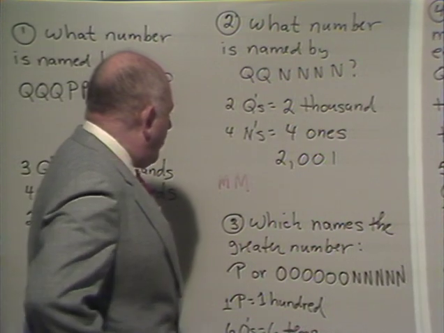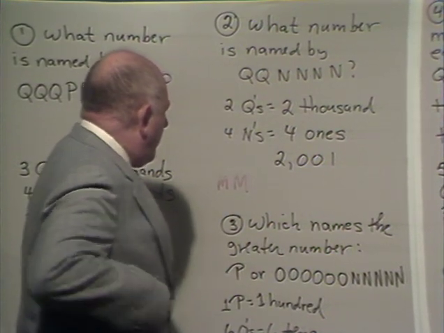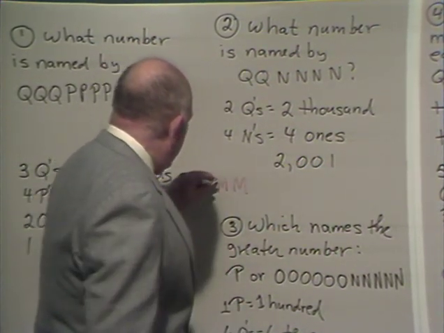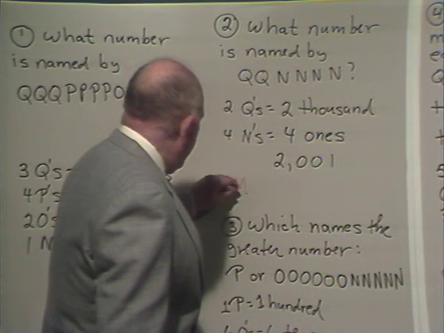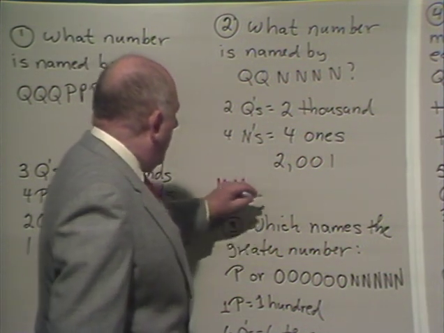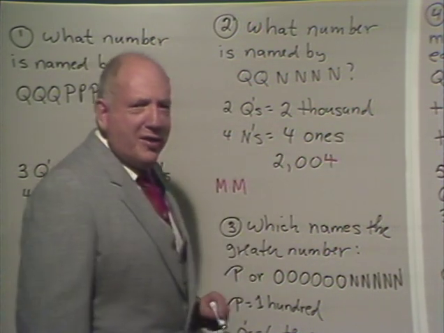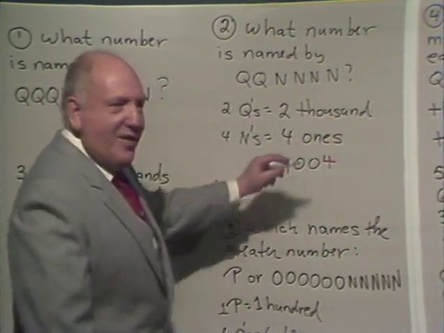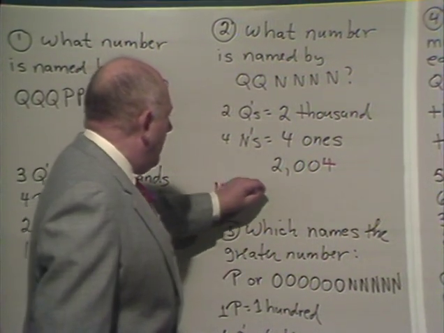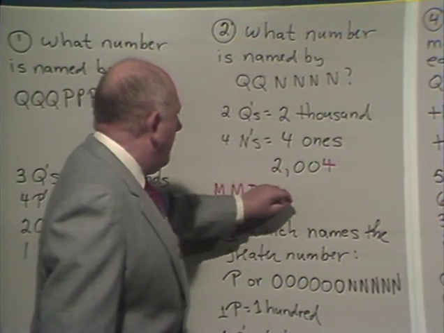Okay, I'm just going to change pens again here. 2,000 would be 2 M's, and a 1, I'm sorry, what did I write? This is silly. I hope this course gets better than this. Four N's are 4 ones. Then I would write 1, 2, 3, 4.